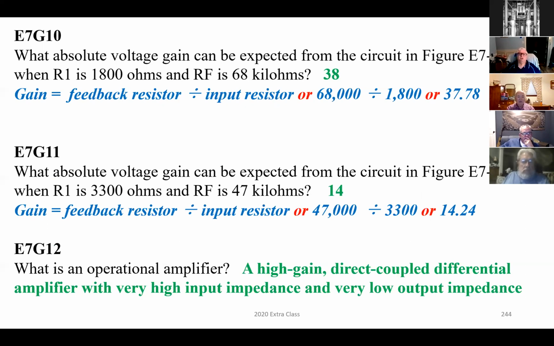Okay, what absolute voltage gain can be expected from the circuit in figure E7-3 when R1 is 3,300 ohms and RF is 47 kilo ohms? That would be 14. Here, the gain is equal to the feedback resistor divided by the input resistor, or 47,000 divided by 3,300 would be 14.24.